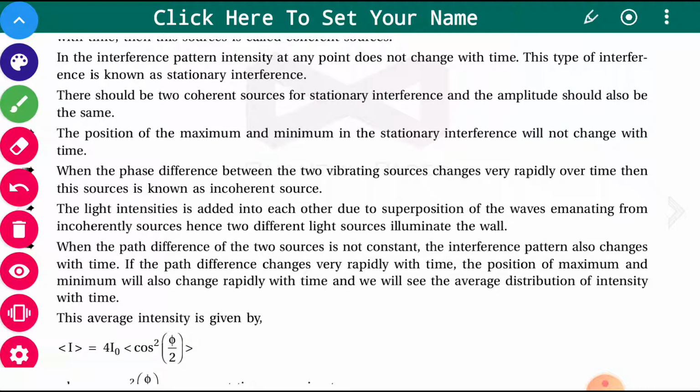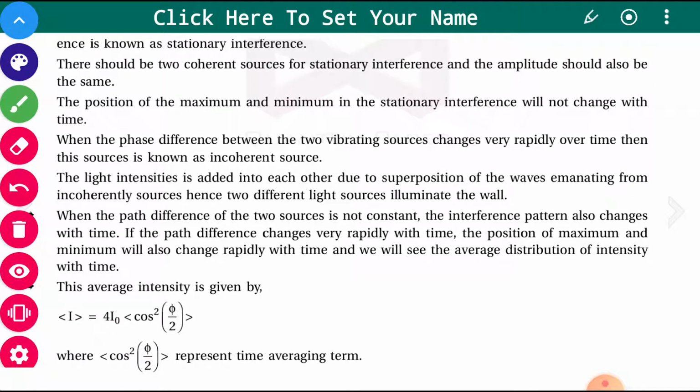In the interference pattern, intensity at any point does not change with time. That is the main thing. Whenever you have interference pattern, the intensity will not change with time. This type of interference is stationary interference. There should be two coherent sources for stationary interference, and the amplitude should also be the same. This is the required condition.